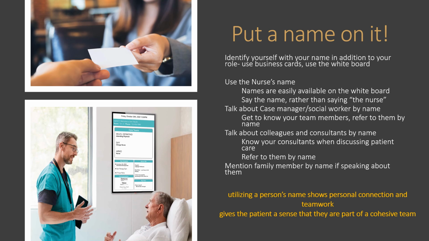Outside of the team in the hospital, the patient has their own team at home. When referring to family members or friends you have spoken to, mention them by name. Don't say your wife or your son. Say their name instead. Remember, utilizing a person's name shows personal connection and teamwork. It gives the patient a sense that they are part of a cohesive and caring team.